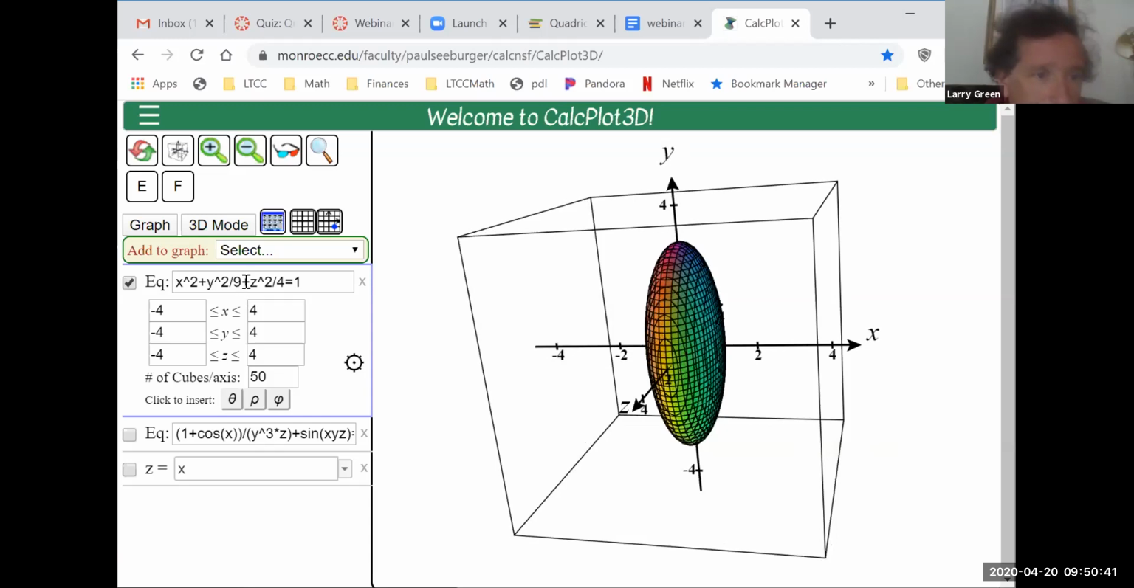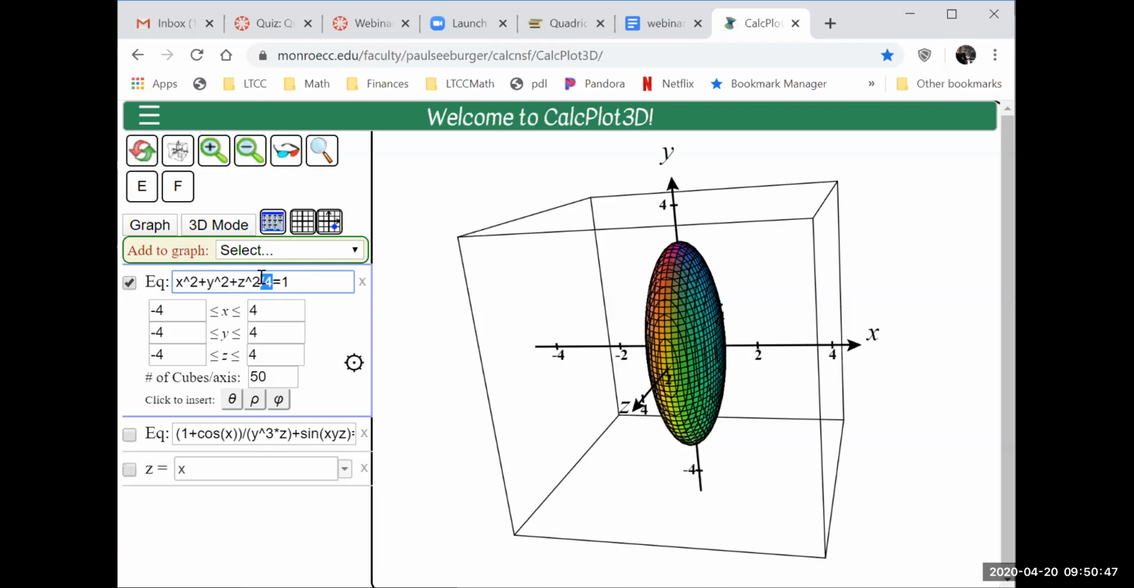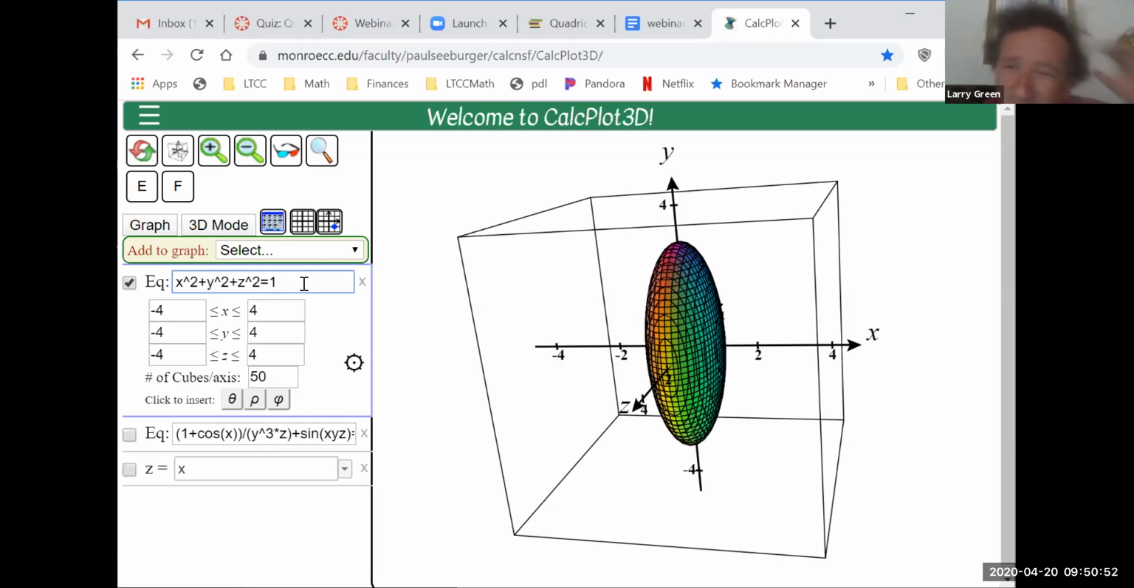What if I got rid of the 4 and the 9? Do I still get an ellipsoid? No. Technically, yes, but it's so special no one calls it an ellipsoid. What do you call it?